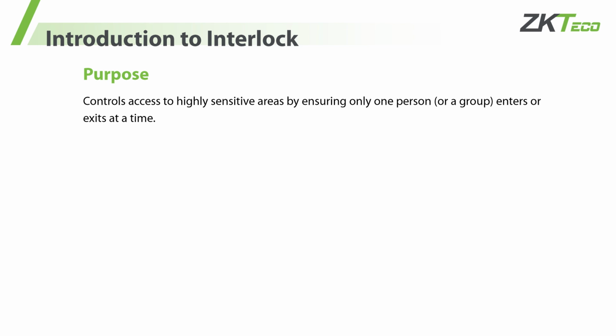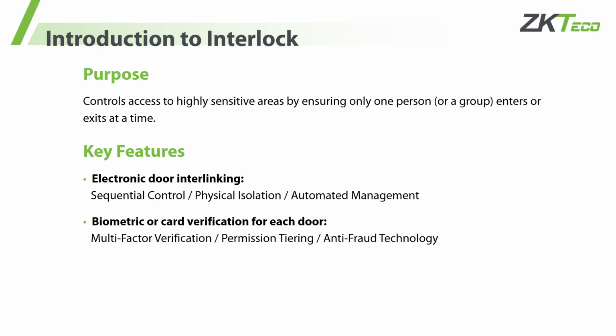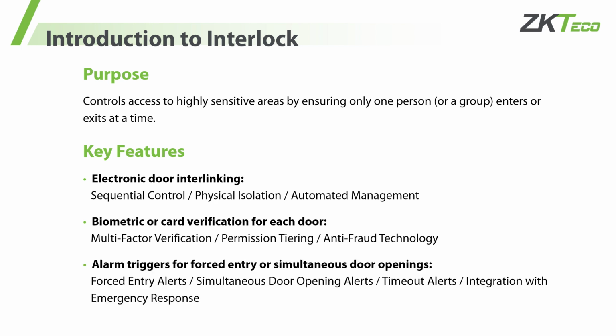There are three main characteristics. The first is electronic door interlinking, which can realize sequence control, physical isolation, automated management functions. The second is to perform biometric identification or access card verification on every door, thereby realizing the functions of multi-biometric verification, permission tiering, anti-fraud technology. The last point is alarm triggers for forced entry or simultaneous door opening, such as forced entry alarm, simultaneous door opening alarm, inbox alarm, integrated incident response service.